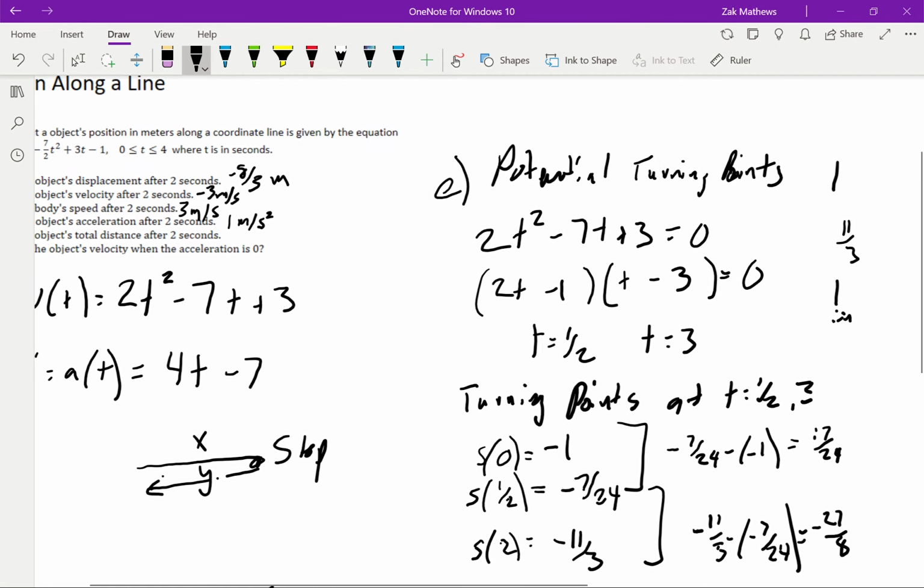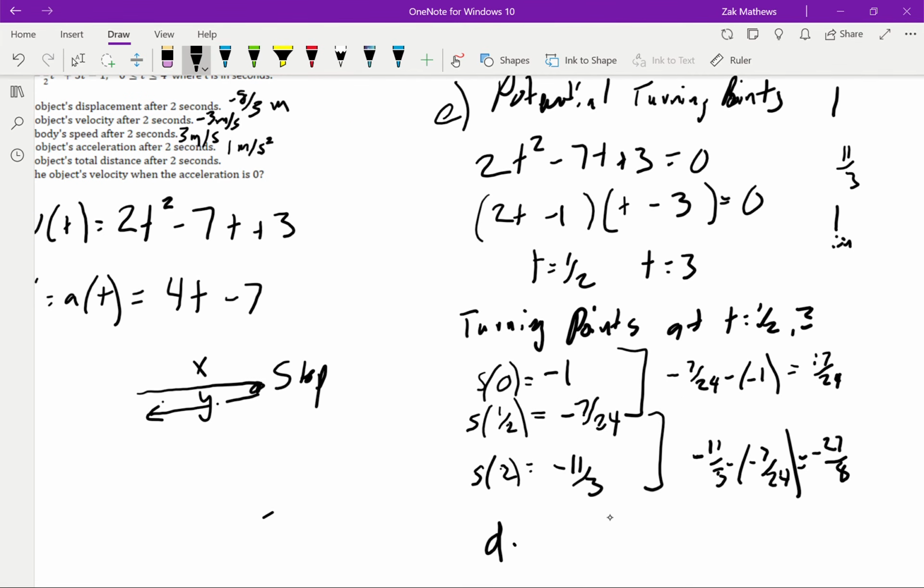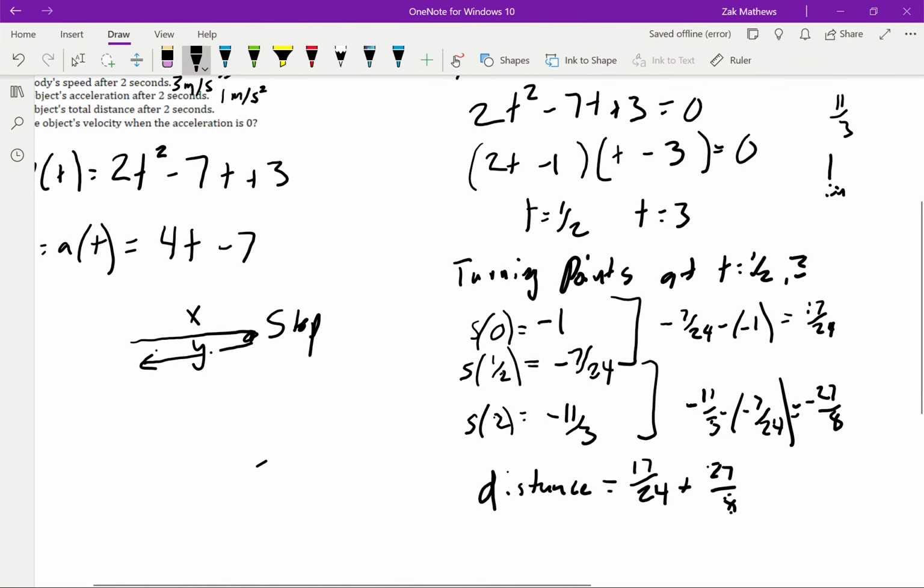I don't want to use a negative. So for my distance, what I'm going to do is add each of these little distances, right? The how far I've gone in each track. So 17/24 plus the 27/8. I'm just adding the positive version of that. And so when we add these two things together, 7/8, we get 49/12. And so that is our total distance.